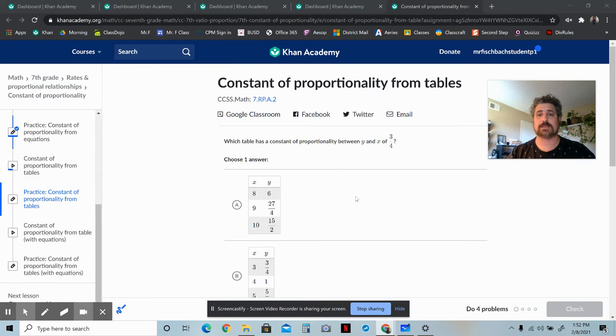This one is on constants of proportionality from tables. All you have to do is identify any value in the table where you have a y and an x, and it's just the ratio of y over x. It's output over input, okay?